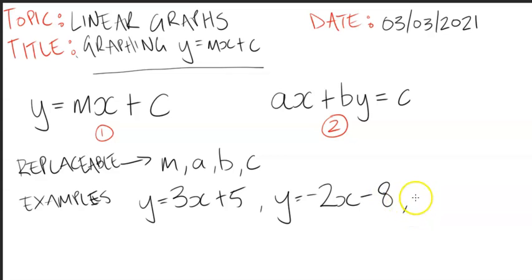And we don't have to just stick to whole numbers. We can also have y equals negative 0.5 plus 3.2x, like that. There are different forms. In fact, m and c, because they're replaceable, you can replace them with any numbers, and what we get is a linear graph.